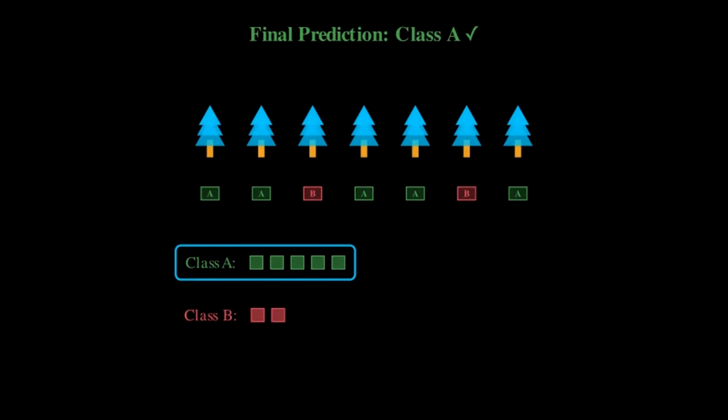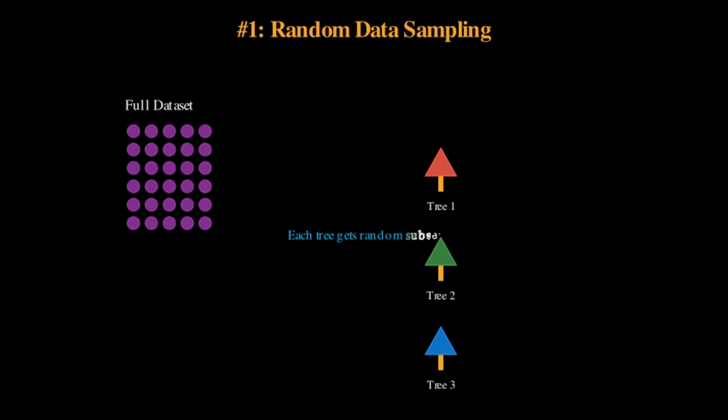Here's how it works. Random forest builds a large number of decision trees, but with two key twists. Number one is random data sampling. Each tree is trained on a random subset of the training data, rather than the full dataset. This means each tree sees a slightly different version of the data and learns slightly different patterns.